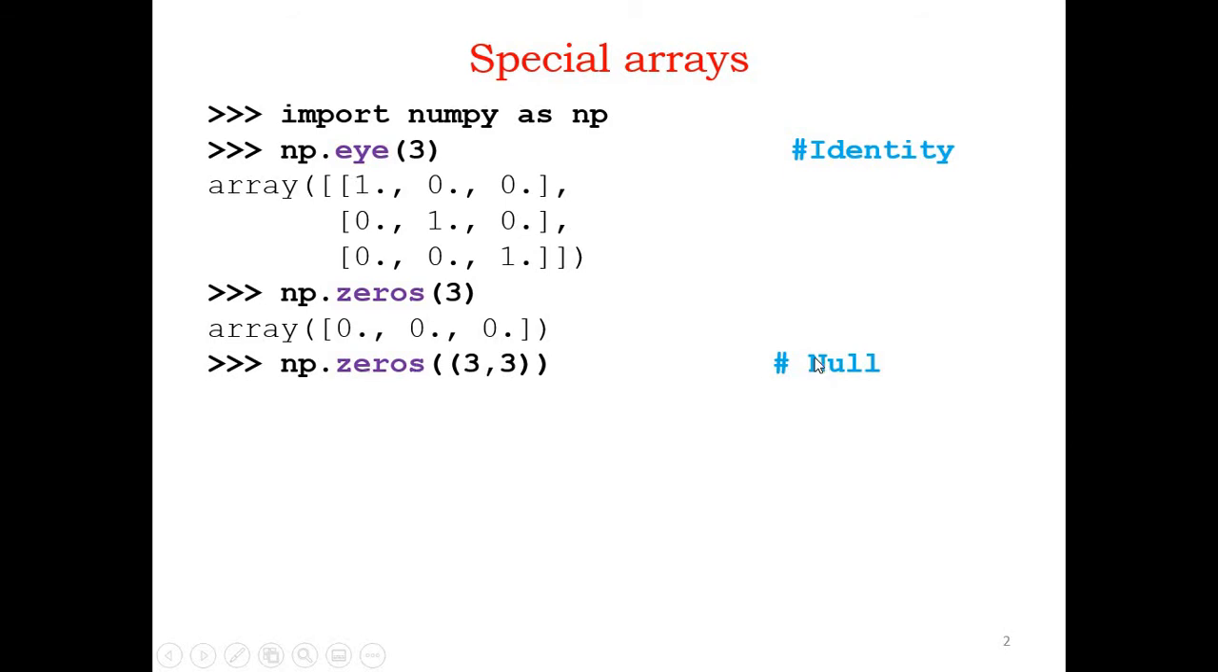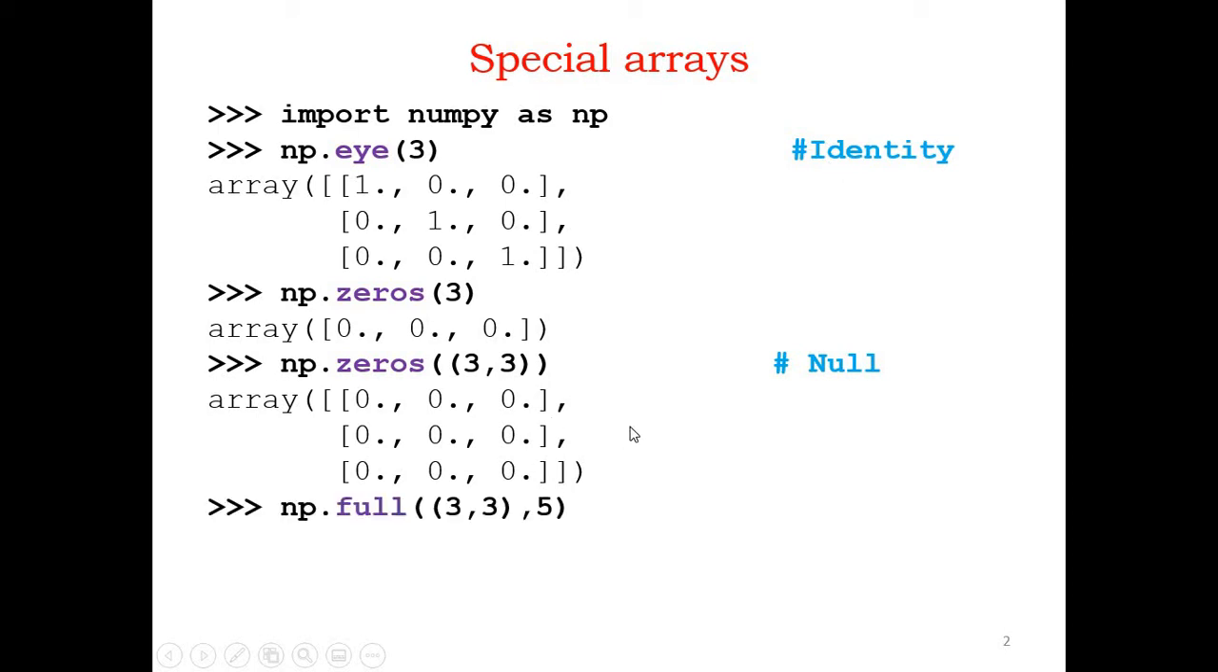If you write np dot zeros, and inside that you write a tuple 3 comma 3, then of course you will have a 3 by 3 matrix, because we have written 3 by 3 here. This is the shape of the array. You can think of this as a null matrix. This is an identity matrix, this is a null matrix. So often you use these things in your calculations, in your algebra, and in some other parts.